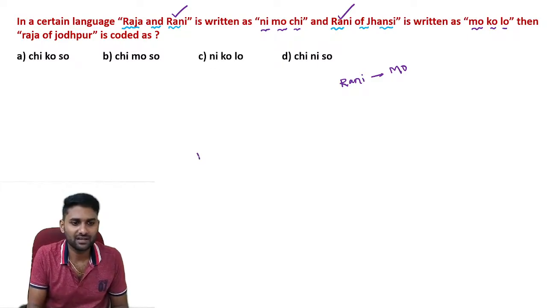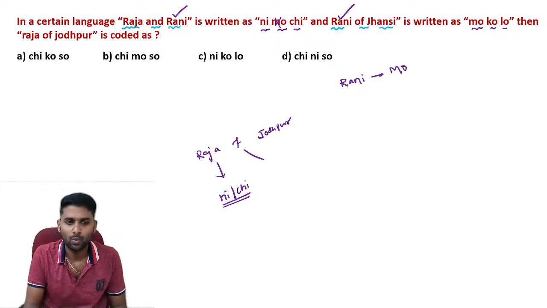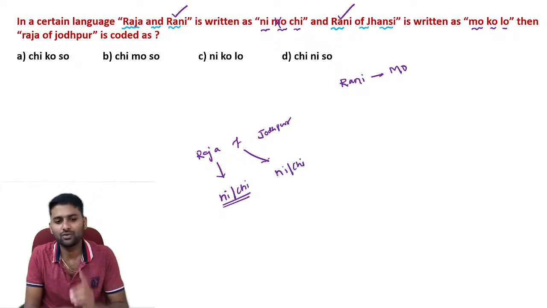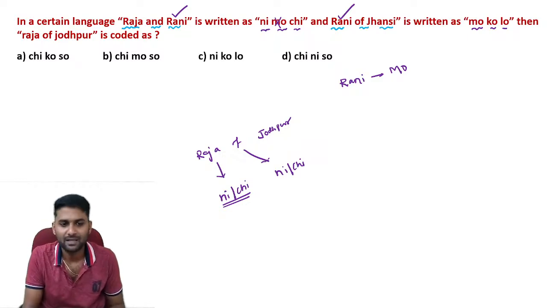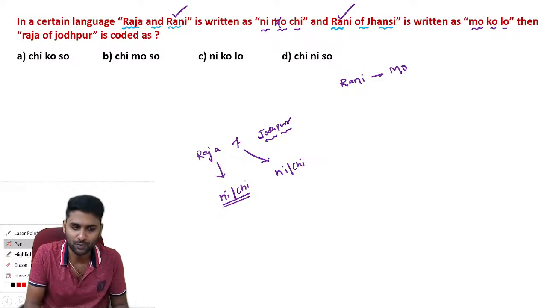Now the next one, but we require Raja of Jodhpur. So we have to identify the code of Raja of Jodhpur. If you observe here, Raja can be either NI or CHI. We are not sure. According to the options only, we can conclude the answer. Of can again be either NI or CHI. It means we have to take one of the words as a code. And Jodhpur is completely a different word, so we need a different code in the options, guys.